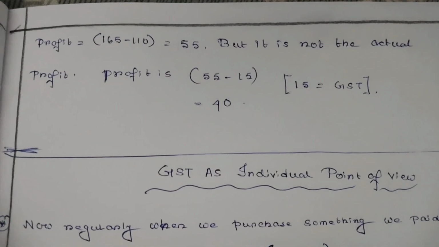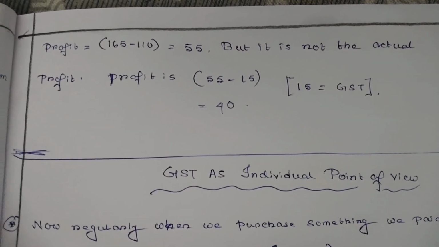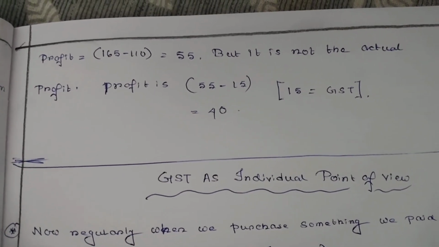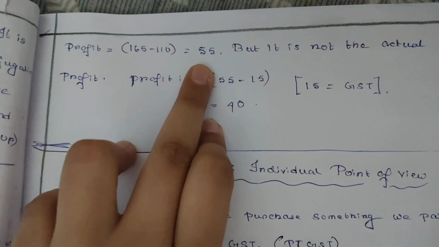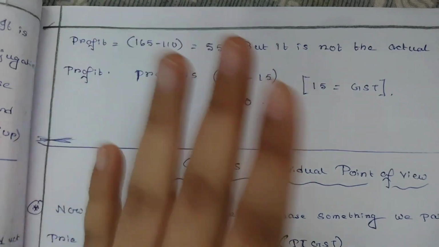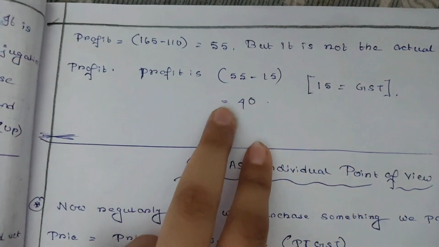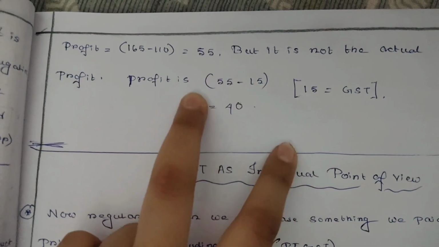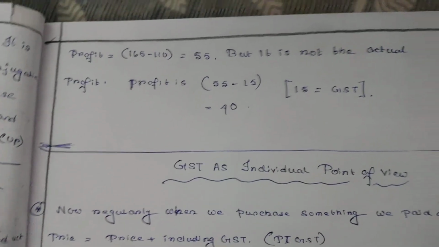Now what will be the profit? 165 minus 110, 55 rupees, but this is not the actual profit, because 15 rupees we have to give to the government. After giving it to the government, the total profit will be 40 rupees.